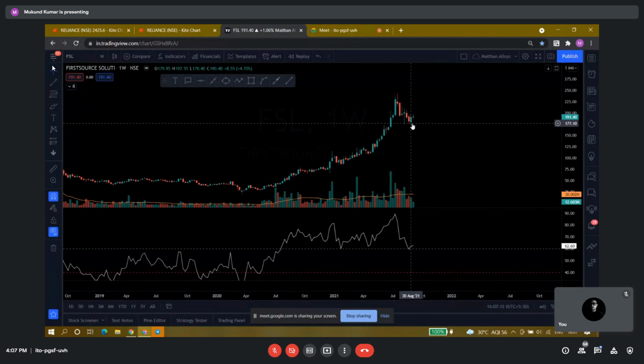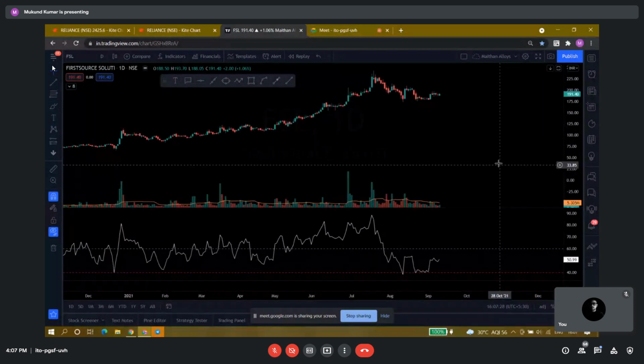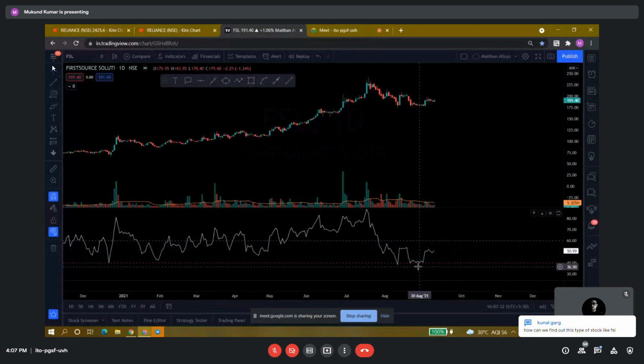I will not tell you to exit. I will obviously tell you to hold, because the stock is still in a super uptrend zone. The stock has not broken that level. It might have broken on daily charts, but as I told you, now again see the beauty. Just see the beauty. Can you see this?